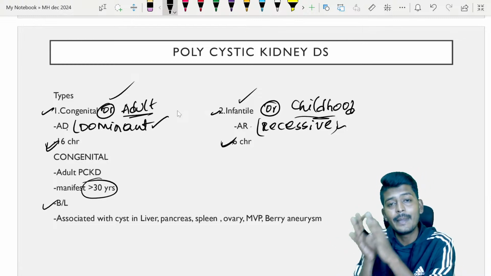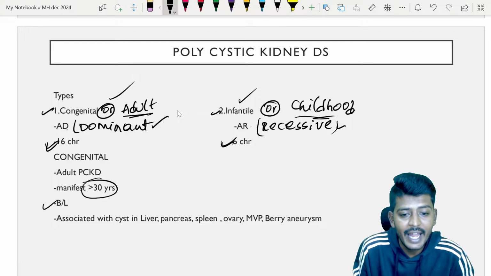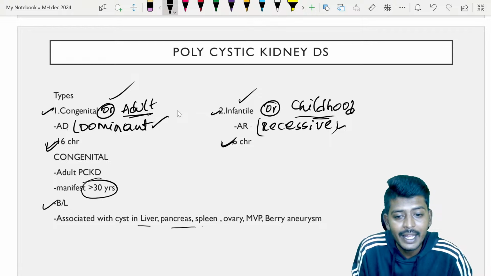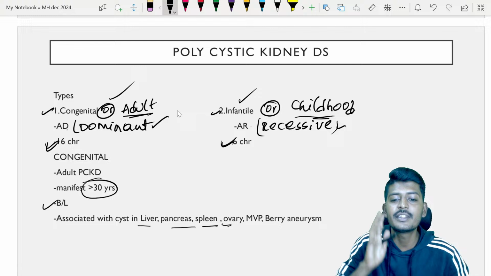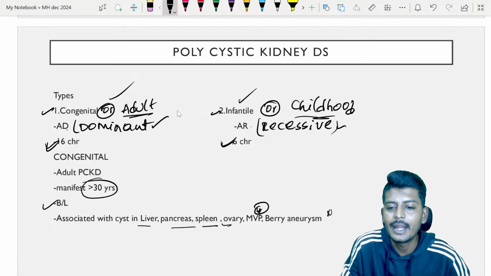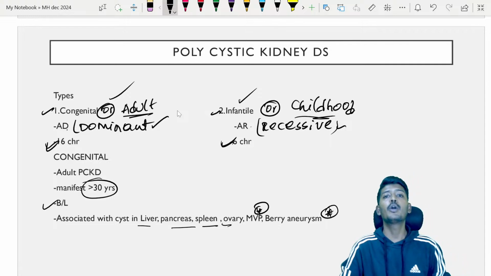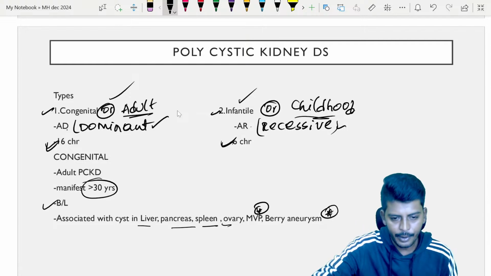Cyst in other locations means if there is a cyst in the kidneys, there is a possibility that they can have cysts in the liver, pancreas, spleen, and ovary is also possible. And they have two associated diseases, mitral valve prolapse and Berry aneurysm, meaning these people are more prone to developing mitral valve prolapse as well as Berry aneurysm.